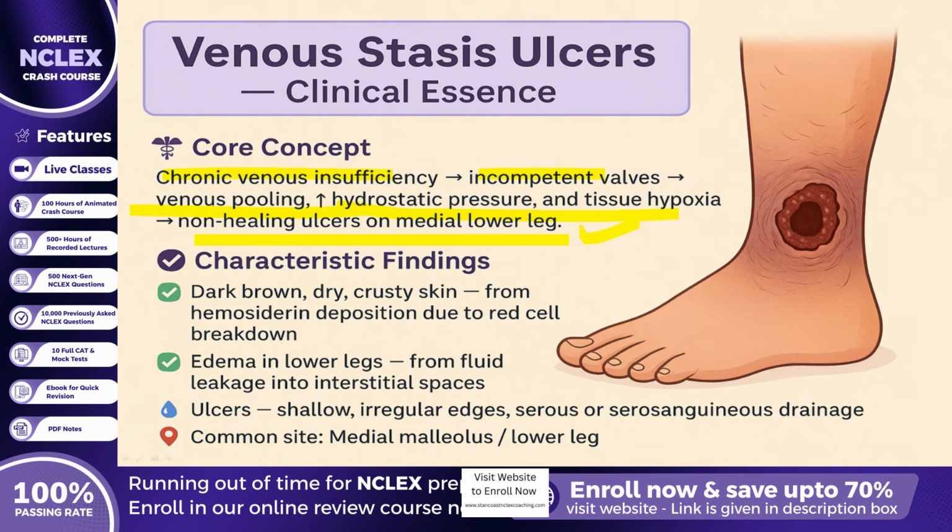Over time, the skin becomes dry, thick, scaly, and crusted due to poor tissue oxygenation and chronic inflammation. Edema, as described in option E, results from the continuous escape of fluid into the interstitial spaces. The swelling compromises circulation and nutrient delivery to the skin, worsening ulcer formation, typically found on the medial malleolus, or lower leg. These ulcers are usually shallow, irregular in shape, and exude serous or serosanguineous fluid rather than pus.